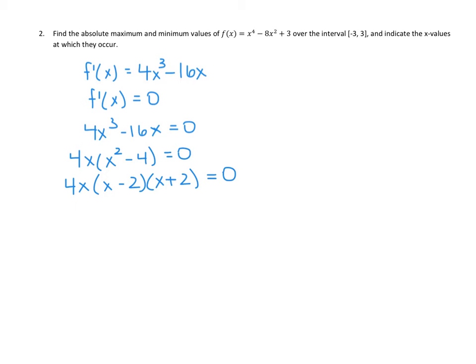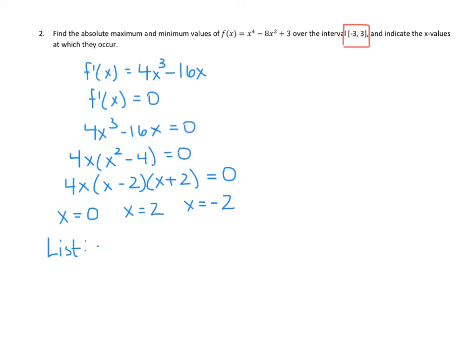Now setting each factor to 0, we get x equal to 0. Setting the next factor to 0 gives us x equal to 2. And the last factor gives us x equal to -2. So those are our three critical values. Next we create our list. Our list is going to include our endpoints. In this case our endpoints are -3 and +3. Those are two values in our list combined with our critical values, so we have a total of 5 values that make up our list.